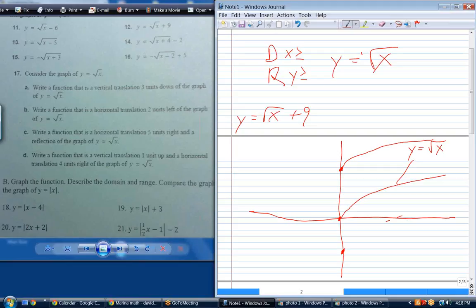And what's its domain? X is greater than or equal to 0. Okay. What's its range? Y is greater than or equal to 9. Okay. Here. This is what we want to do, is draw this one as the dotted. There. Now I can erase them as we go.